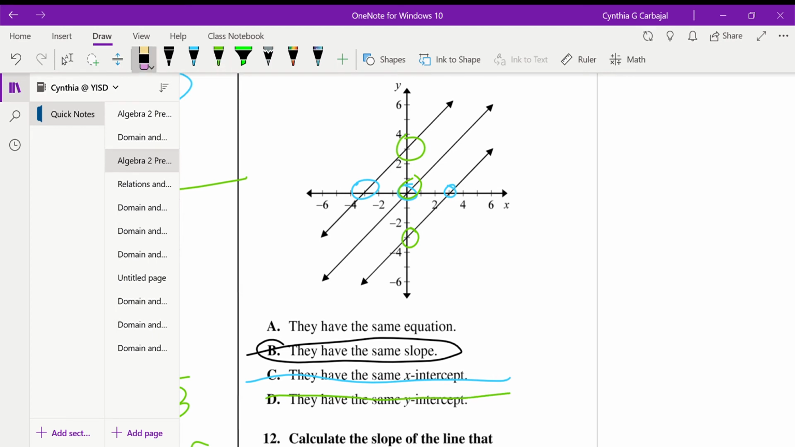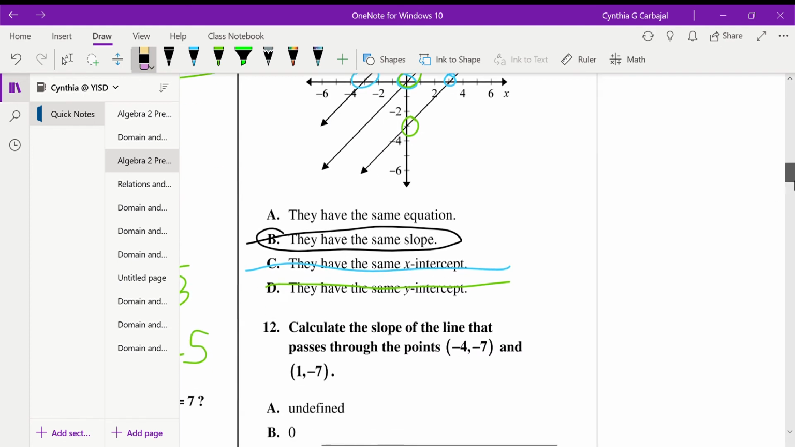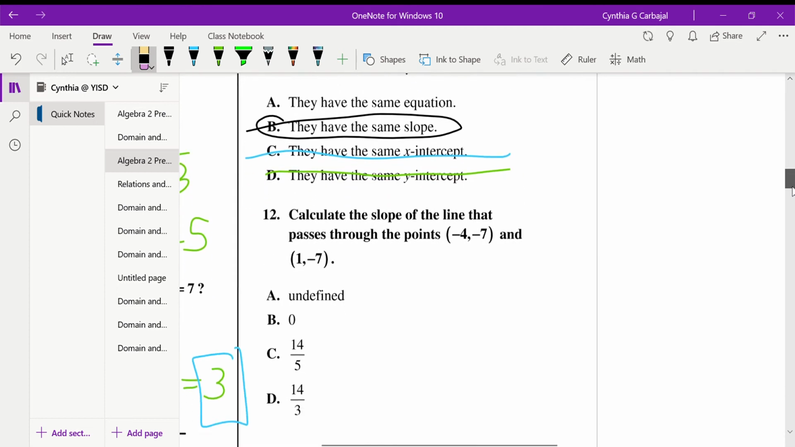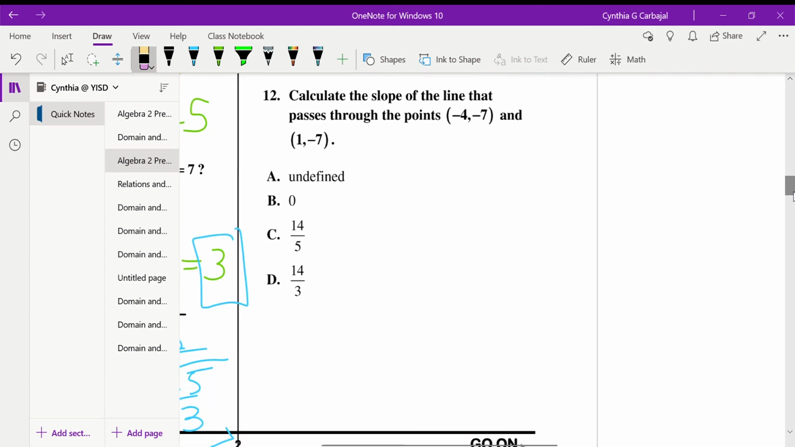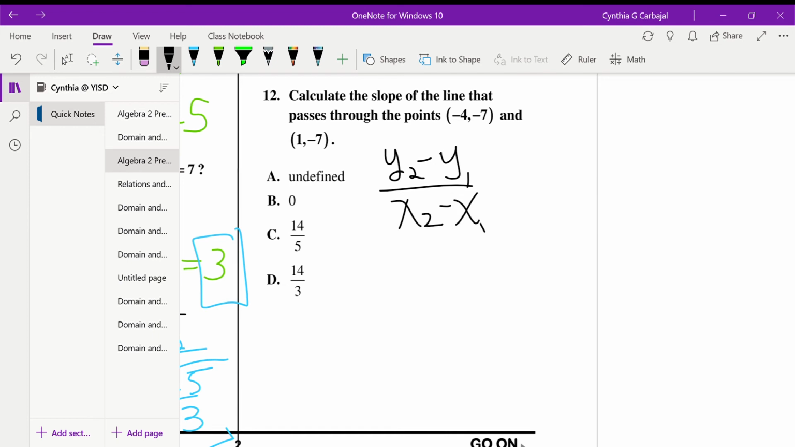So by process of elimination, you could definitely get this answer without having to remember that parallel lines have the same slope. Alright, on number 12, you have to use the slope formula: y2 minus y1 over x2 minus x1. So our first point is x1 and y1. Our second point is x2 and y2.